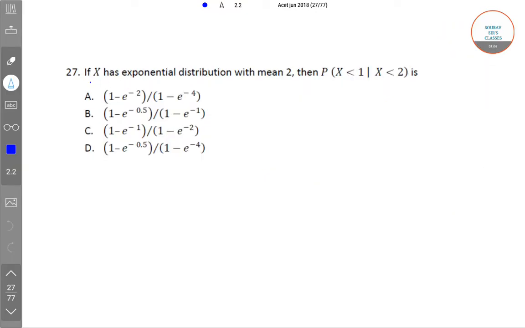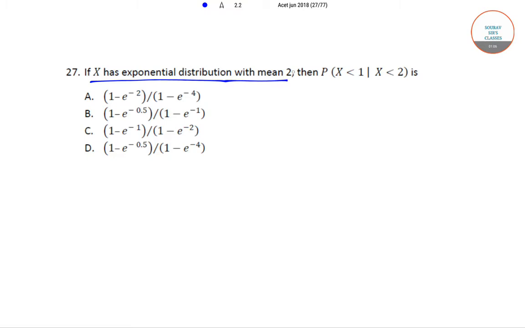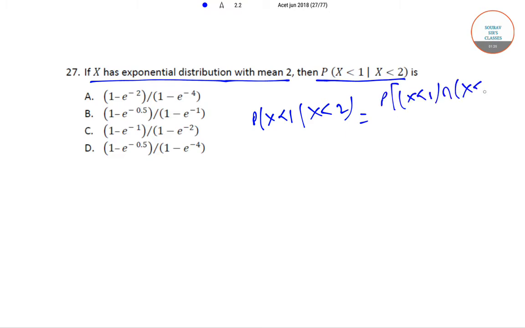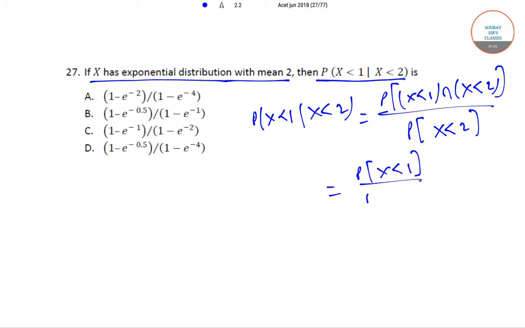The next question is, if fx has exponential distribution with mean 2, then probability x less than 1 given x less than 2 is. So probability x less than 1 given x less than 2 is equal to probability x less than 1 intersection x less than 2 by probability x less than 2, which is equal to probability x less than 1 by probability x less than 2.